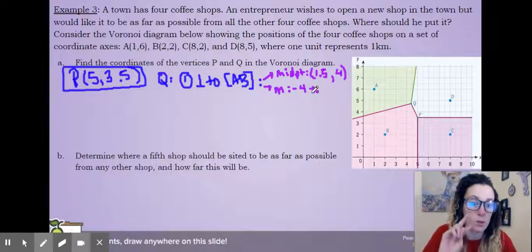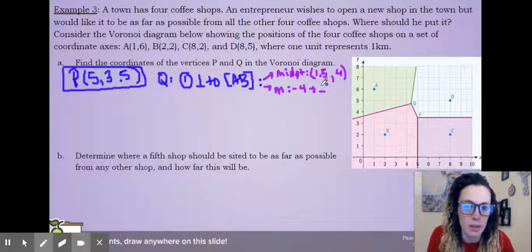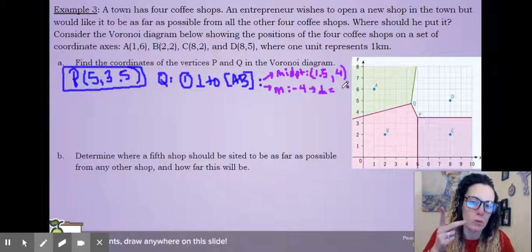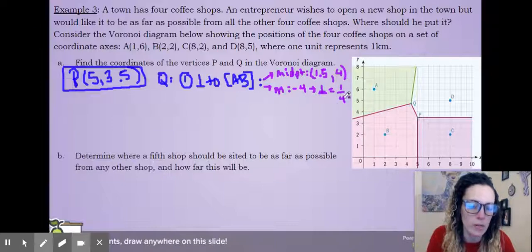But, again, perpendicular, so flipping and negating that, would mean flipping it would be 1/4, negating would be turning it positive. So the real gradient I'm looking for, the perpendicular bisector to AB, is 1/4.